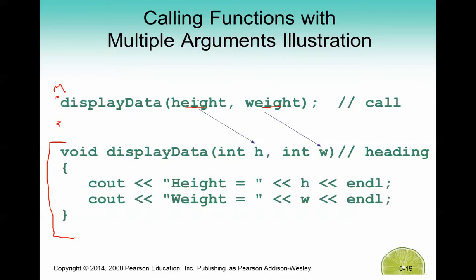So what we're going to do is whatever we have in main memory, inside the box height is going to be copied into the H. If I have a 5, then this H is going to have a 5. Whatever I have in weight, I have a 3, is going to be copied into W. So now W is going to have a 3. In the function, when we display height, it is going to display height equals 5, and then it's going to display width equals what? 3.